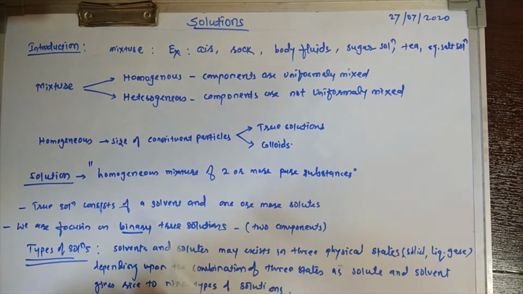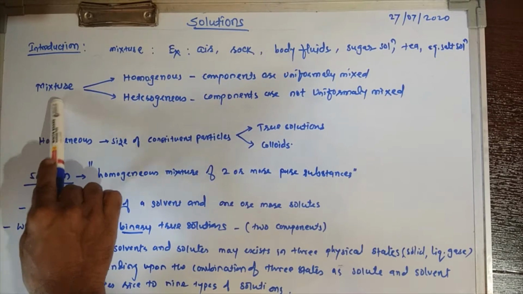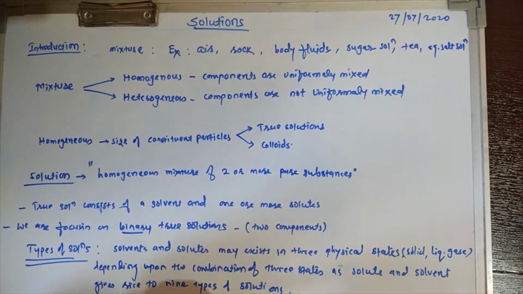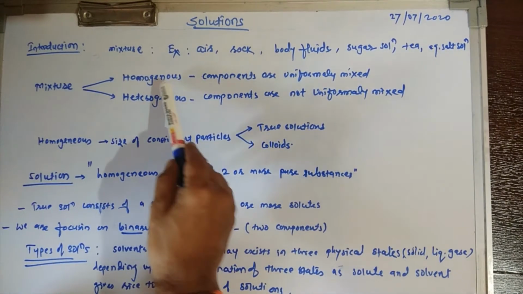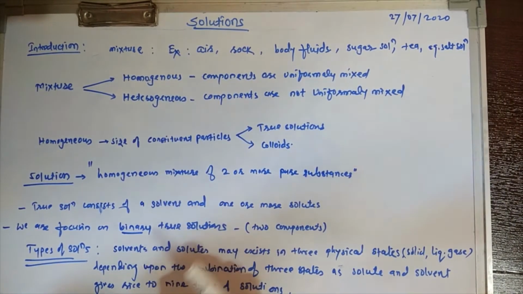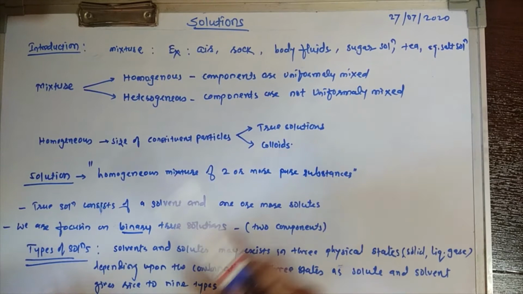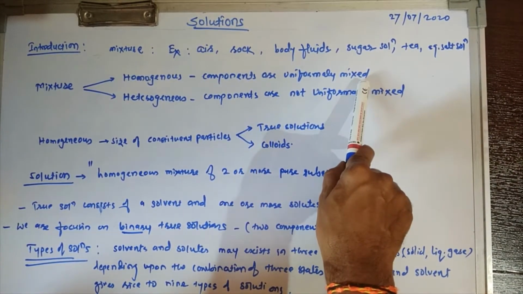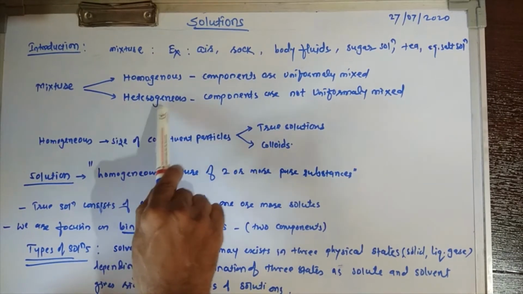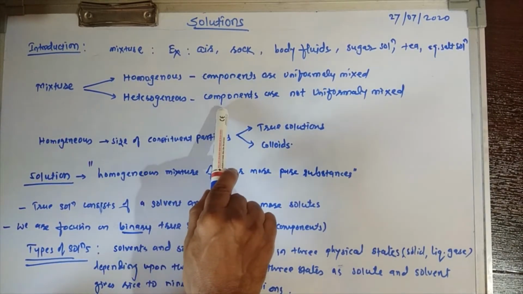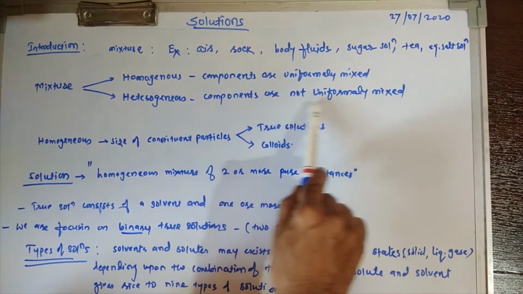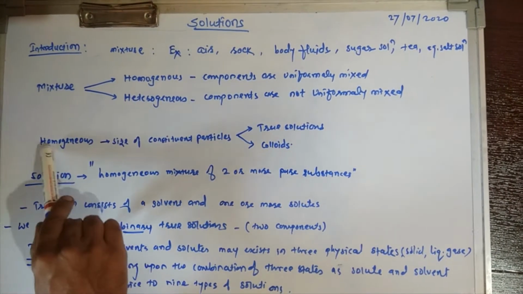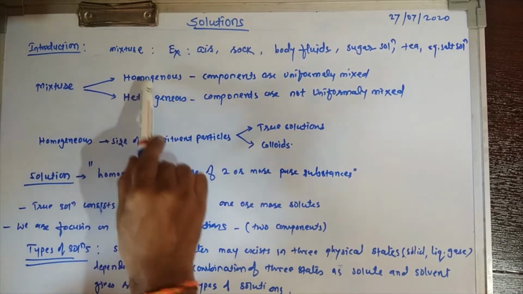Now further, mixtures are classified as homogeneous and heterogeneous depending upon their appearance. Homogeneous mixtures are those mixtures in which the components are uniformly mixed together, is it? And heterogeneous mixtures are those mixtures in which the components are not uniformly mixed, is it? The next, let us talk about the homogeneous mixture.